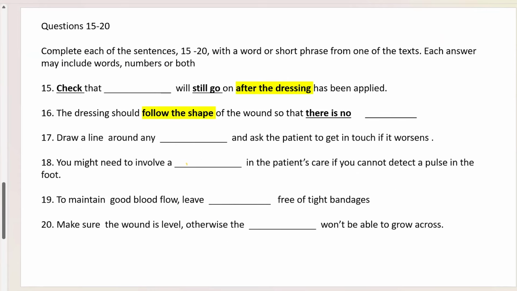Now, 16th one. The dressing should follow the shape of the wound so that there is no dash. Okay, gap. So the dressing should follow the shape of the wound. That means when you do the dressing, you need to follow the shape of the wound. If you're doing that, something you can avoid, right? So that there is no gap, that gap you need to fill. So again, application of dressing. What will be the answer? From text B. Text B.